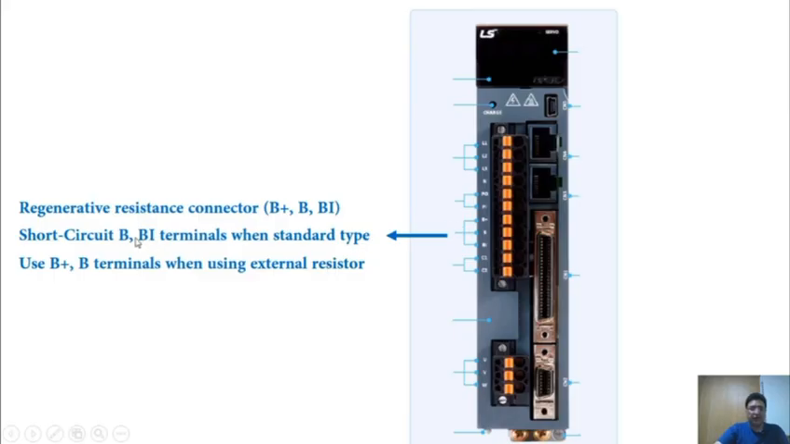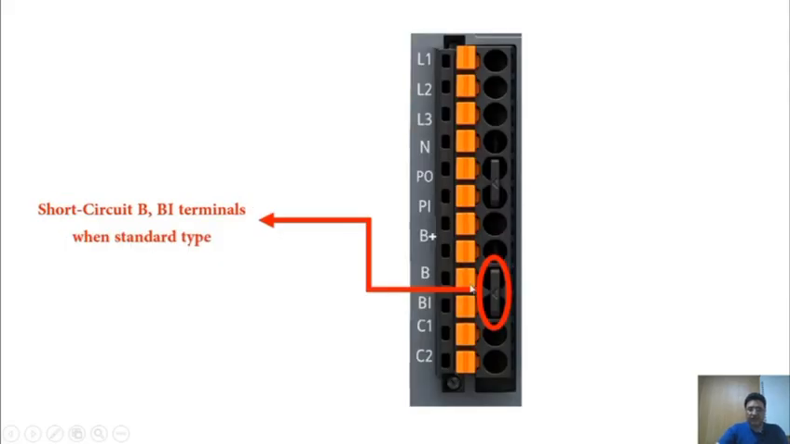These B and BI terminals must be short-circuited. That is, when we carefully place the connector on this terminal, we can simply see that the B and BI terminals are, by default, short-circuited.